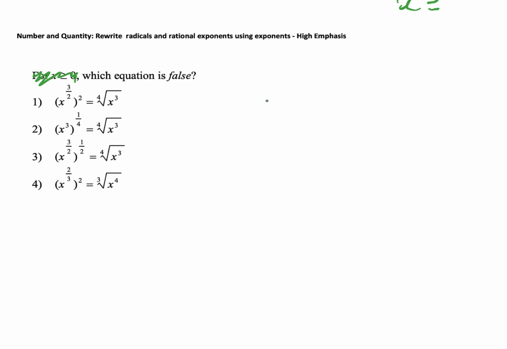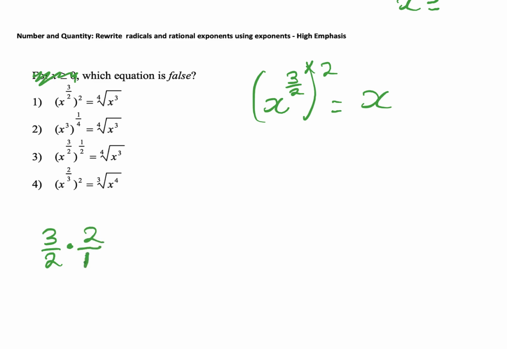Let's start with the first one. You have x raised to 3 over 2, and all of that is squared. Now, this is the power rule. You have a base raised to an exponent and raised to another exponent. For the power rule, when you have a power raised to a power, we have to multiply. So if you go to the side and you have 3 over 2, and you're multiplying by 2, and if you make that a fraction, that's 2 over 1. Best thing about multiplying fractions, just go straight across, folks. 3 times 2 is 6. 2 times 1 is 2. 6 divided by 2 is 3. When you divide, you get a whole number. So your answer here is supposed to be x to the third.